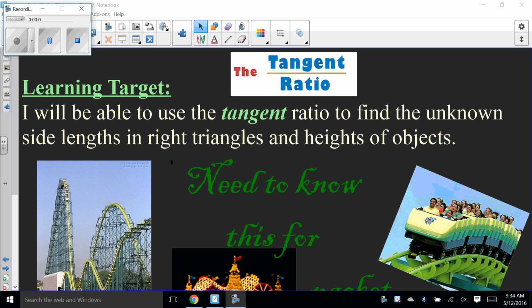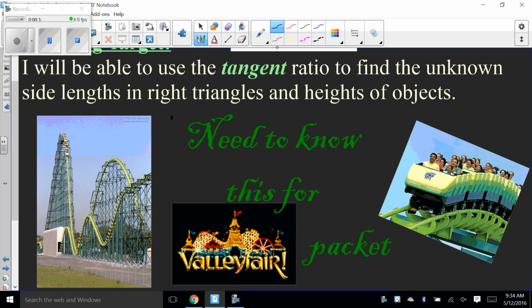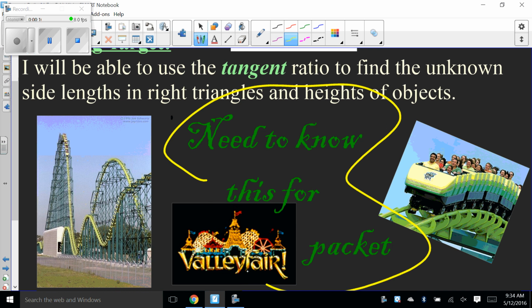Hey, 8th graders, our learning target today is: I will be able to use the tangent ratio to find the unknown side lengths in right triangles and heights of objects. You're going to need to know this to go to Valley Fair tomorrow because it's in your packet.